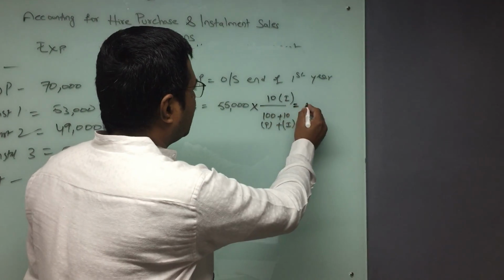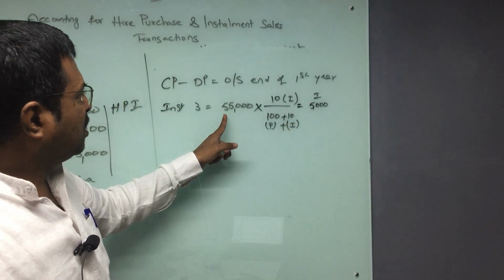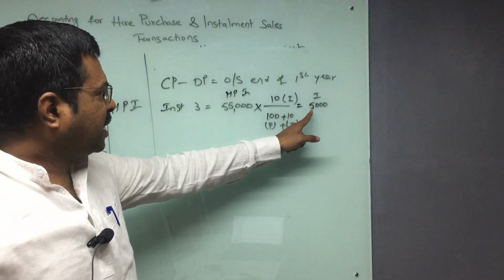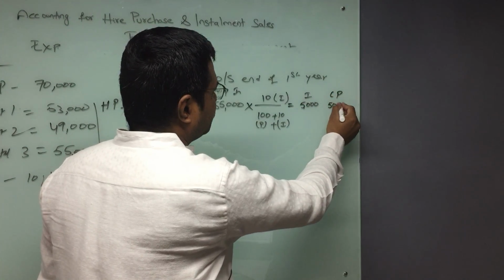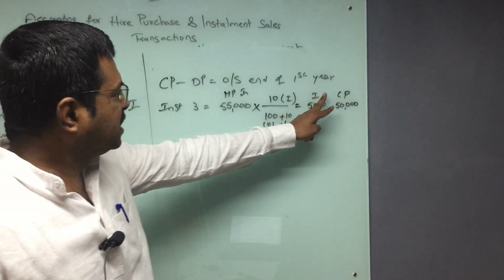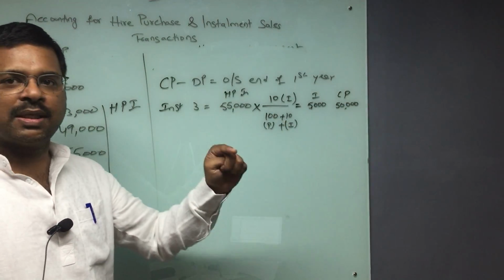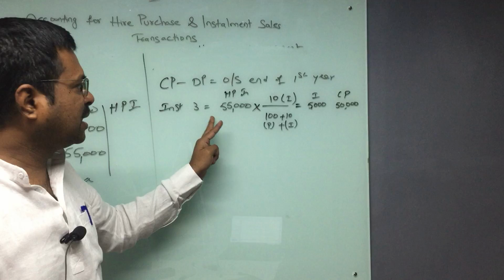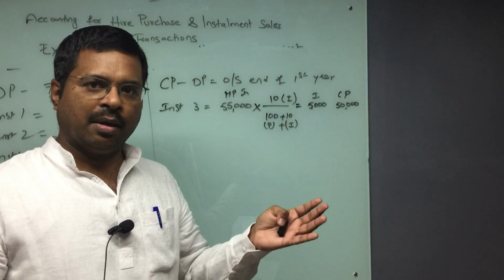So here I will get 5,000 as interest. If out of 55,000 of hire purchase installment, 5,000 is the interest, then the cash price of the installment is 50,000. Now you understand? So this is the interest in installment 3 and this is the cash price in installment 3. Now I know the cash price involved at the beginning of the third year. At the beginning of the third year, I was supposed to pay a cash price of 50,000 to the vendor.